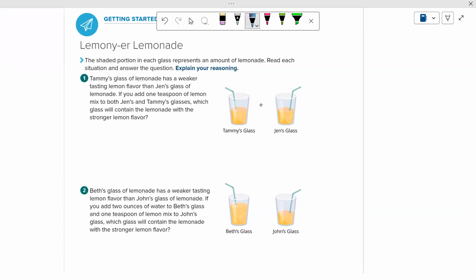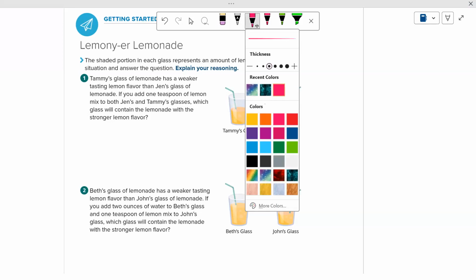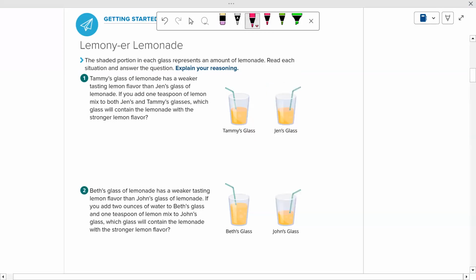A lot of this whole lesson is going to be a lot of writing because we are going to be working on qualitative reasoning. So we're just going to look at something and figure it out without using numbers.